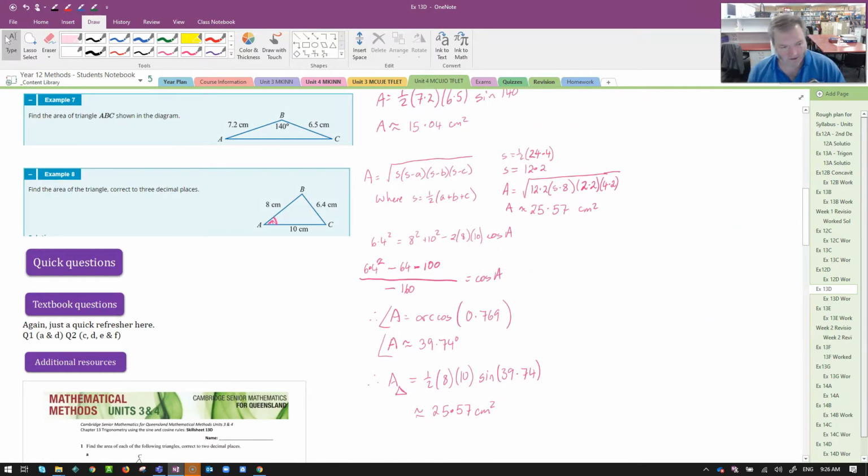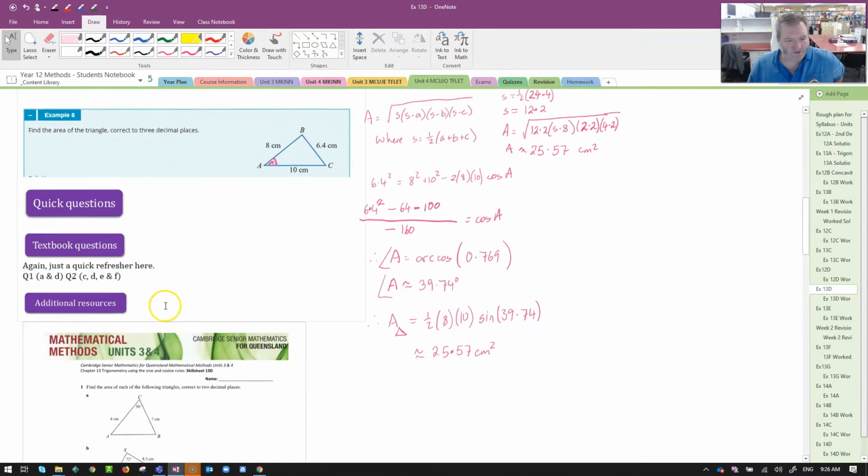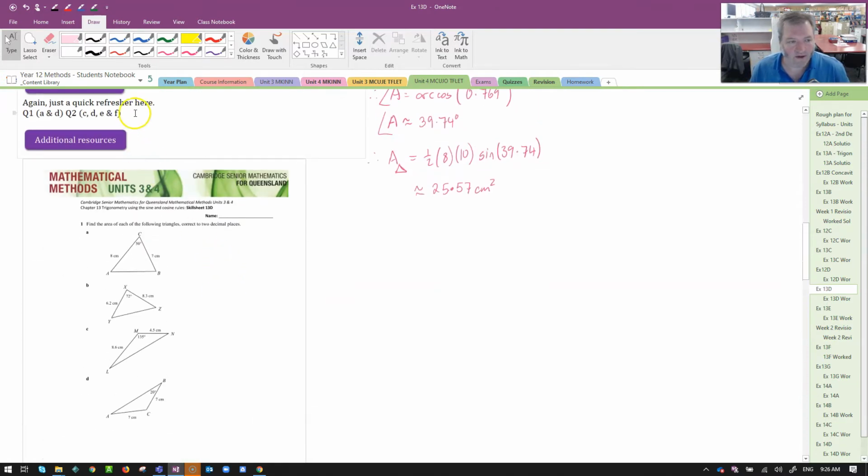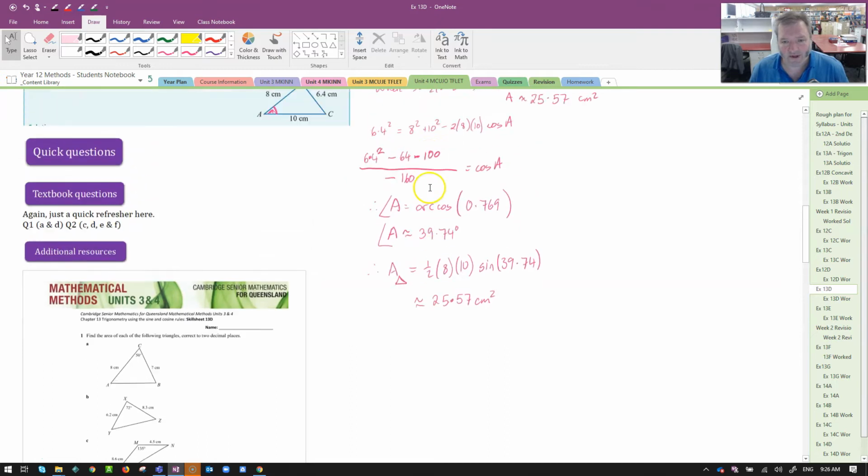So you've got a couple of ways you can do those ones. It's just a quick refresher, this one. Just do a few of the questions, make sure you can do them. There's also a skill sheet there. If you feel like you needed a little bit more practice, you can. You are always welcome to do all the questions, but that should be enough.